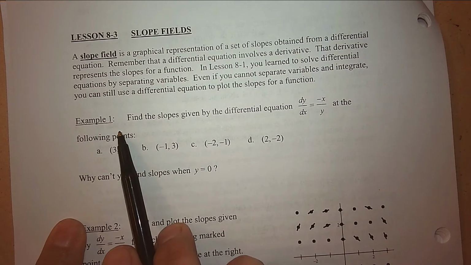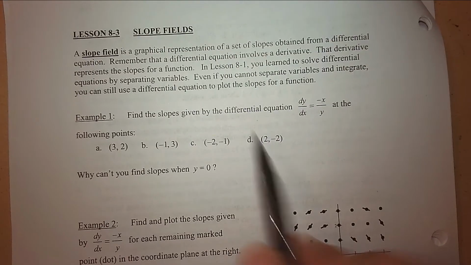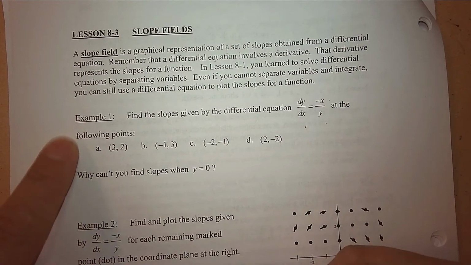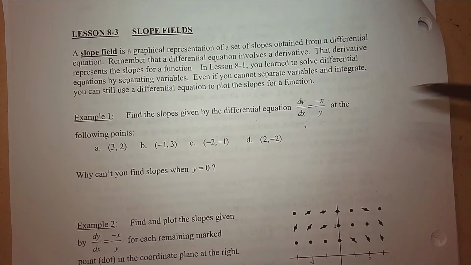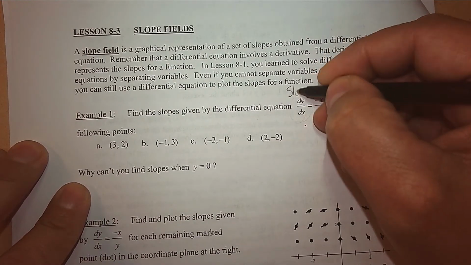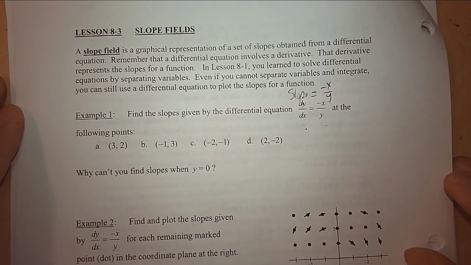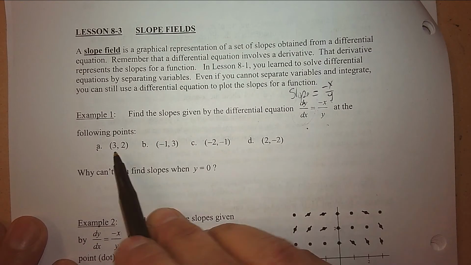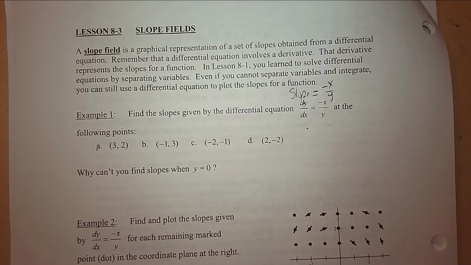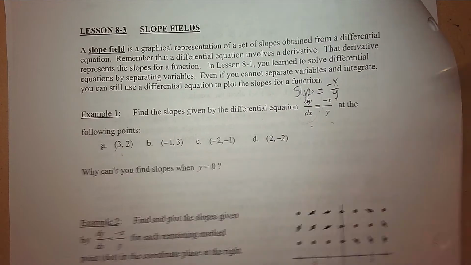So it says, example 1, find the slopes given by the differential equation dy by dx equals negative x divided by y at the following points. So dy by dx means you're given the derivative, right? That is the same as saying slope equals negative x over y. That means the same thing. In A, you're given a point. What does that mean? Can you find the slope at that point using that equation? That's what it's asking. Well, do you know what the x value is? Do you know what the y value is?